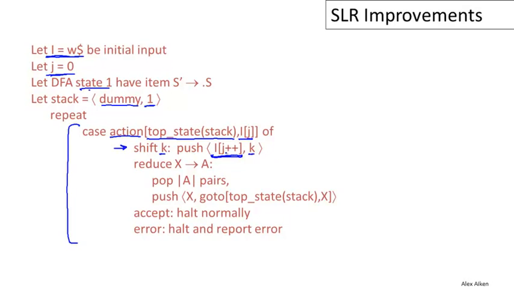So that pair goes onto the stack, and we also bump the input pointer so that we're looking at the next character of input. Now, let me erase that so you can continue to read it.